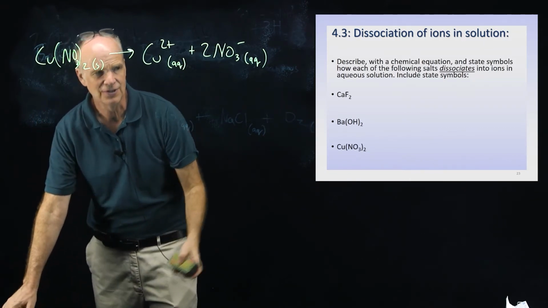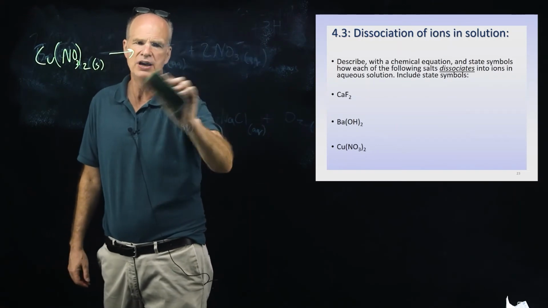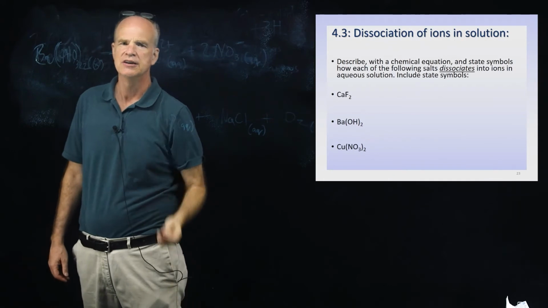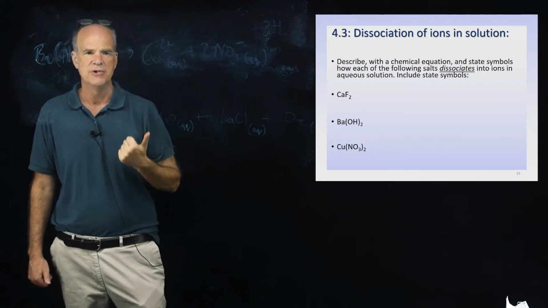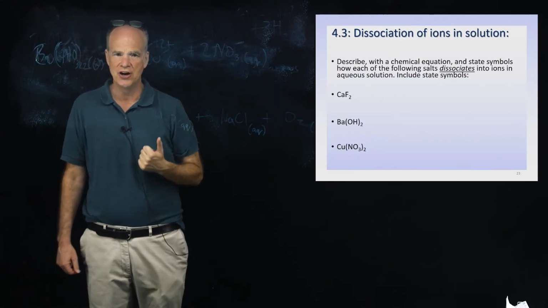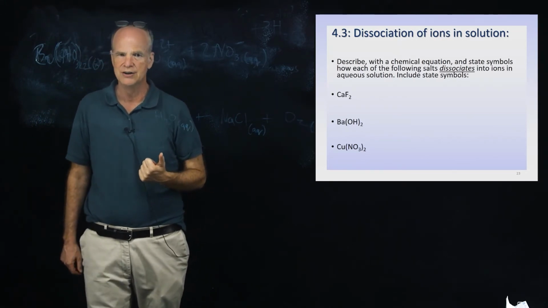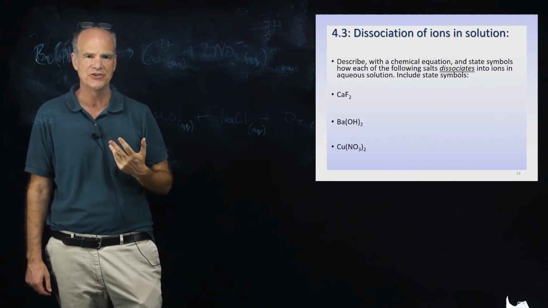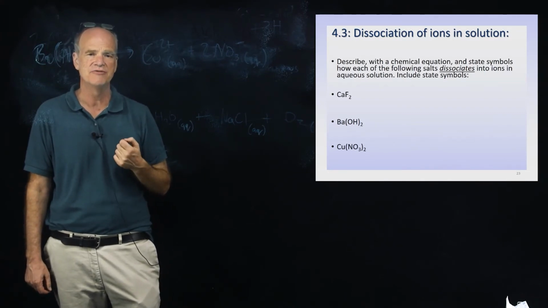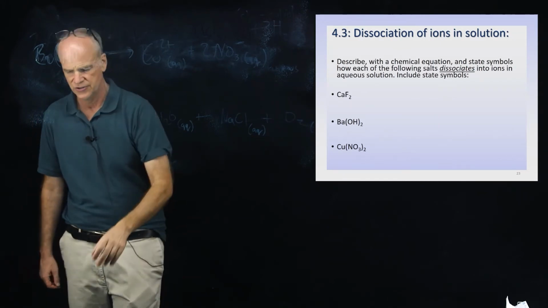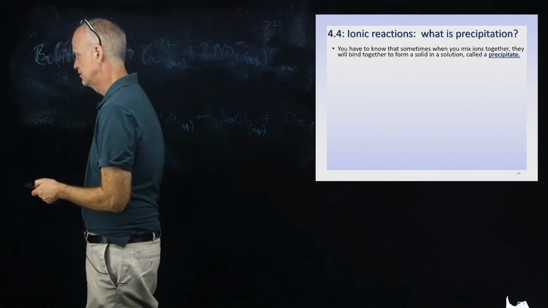Now, importantly, with the dissociation equations, I chose compounds, calcium fluoride, barium hydroxide, and copper nitrate, that all dissolve well in water. If you can get a lot of mass of these compounds dissolved in water, it is said to be a very soluble compound. So that's important to note. So we will now move on.